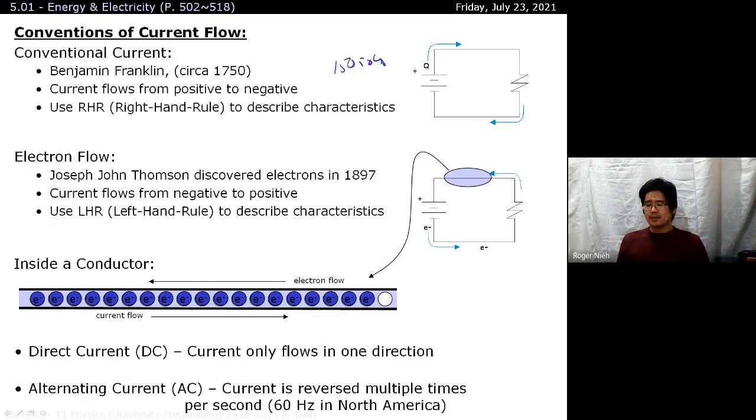But by then, so many scientists had already contributed to the discovery of how electricity behaves that today we're going with, you know what, if enough people are saying use the right-hand rule, let's just stick with the right-hand rule. So we're going to use the right-hand rule for our class. We're going to assume conventional current. Yeah, there's a lot of cool videos. There are even videos about the fight between those two scientists.